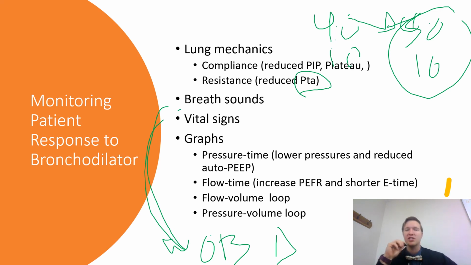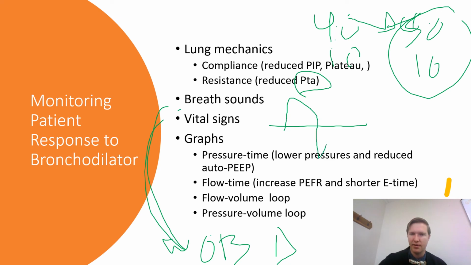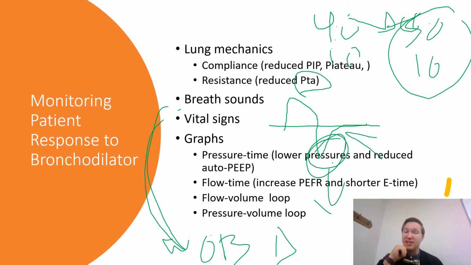This is our thing where we can actually see. On the pressure time scalar, did their pressures decrease and is auto-PEEP reduced, especially if they're in volume controlled ventilation? On the flow time scalar, did they have an increase in their peak expiratory flow rate? So that's the distance here. So here is your flow scalar, and we'll just do decaying ramp, right? Did this depth change, right? If this moved down, that's a sign they have better peak flow rates. The other thing would be a shorter E time, how fast it comes back to baseline there, right?